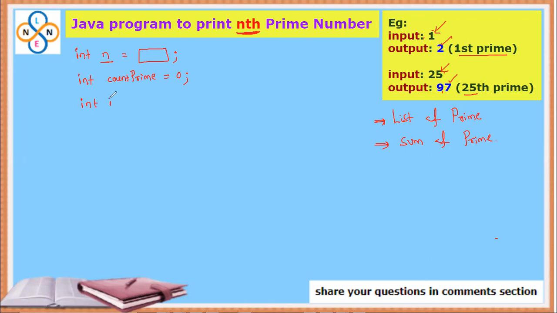For a while loop, the initialization should be outside the while. That's why I'm using int i equals 2 to start from 2, because there is no need to check whether 1 is a prime number or not, as we are aware that 1 is not a prime number. Then I'm using a while loop that has to continue while the countPrime variable value is less than or equal to n. Once it goes beyond n, we don't want it, because only the nth prime number we have to print. That's why I'm using a while loop, with initialization outside, and this is the condition. Inside this while loop, this is the same as our outer for loop in the previous logics.